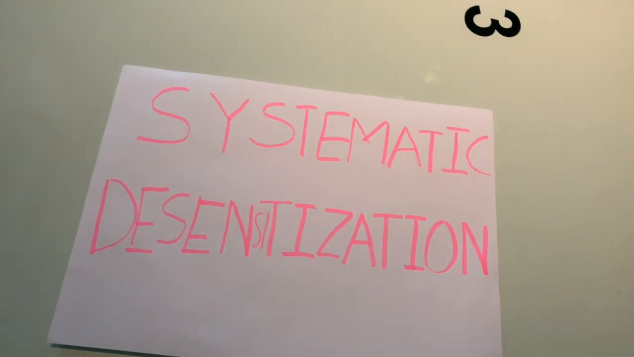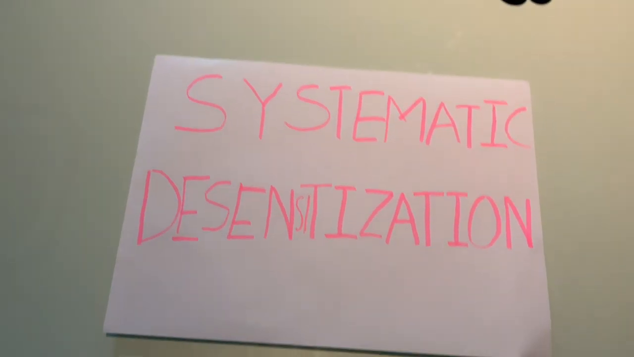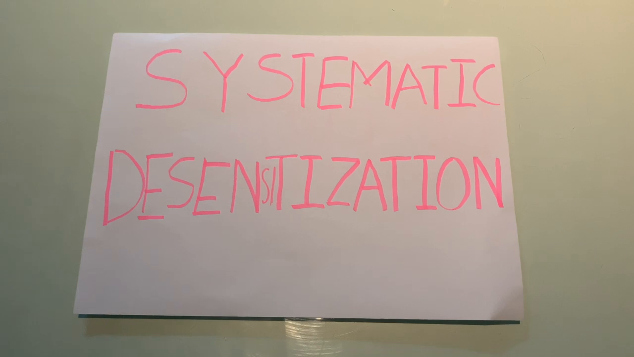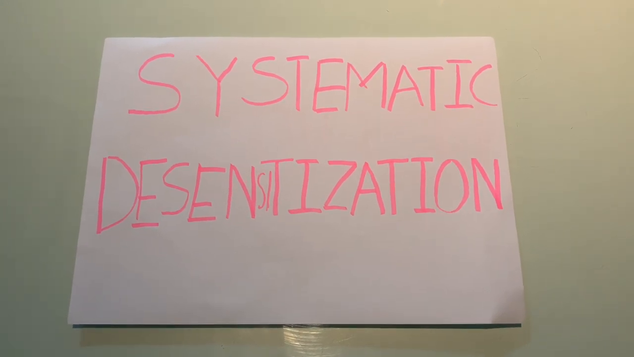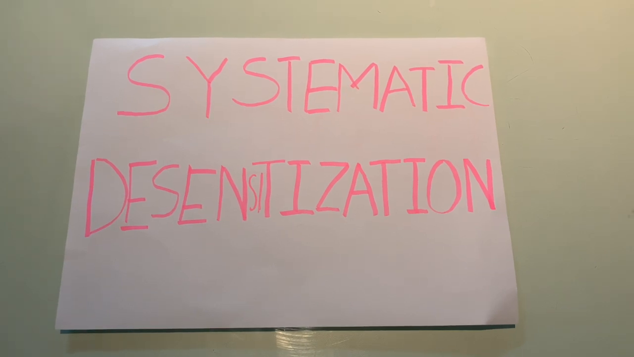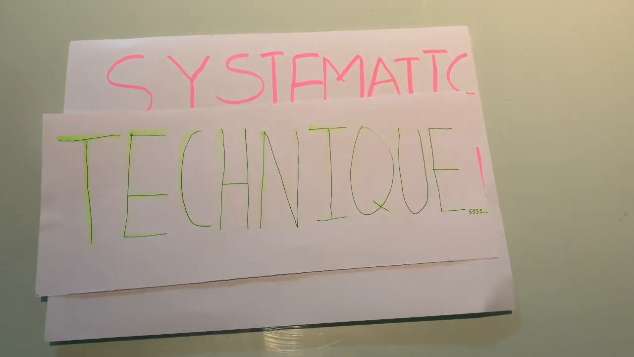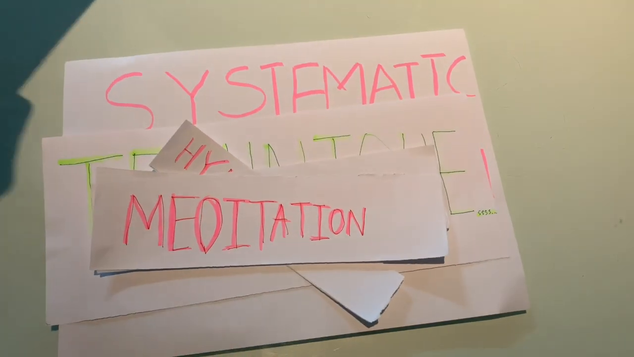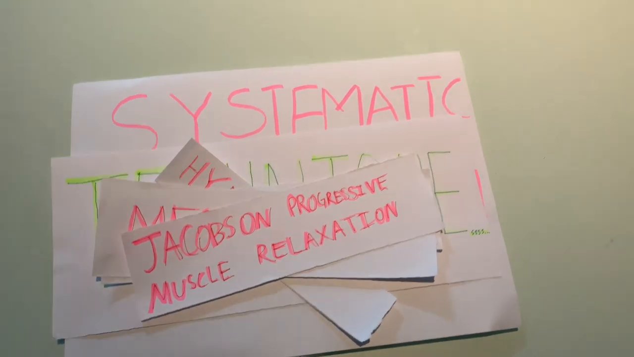Systematic desensitization is the principle of counter-conditioning to help overcome phobias. Relaxation is used to help anxiety. Techniques include hypnosis, mental imagery, meditation, Jacobson progressive muscle relaxation.